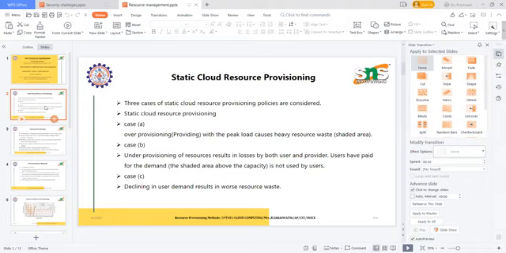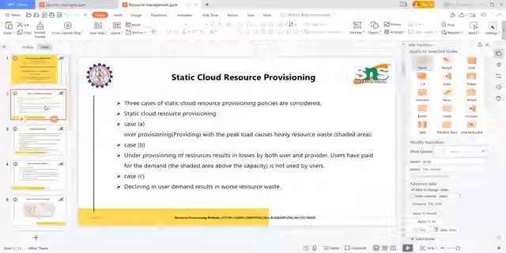First one is over provisioning. Second one is under provisioning. Third one is declining user demand resulting in reserve waste. Over provisioning with the peak load causes heavy resource wastage.